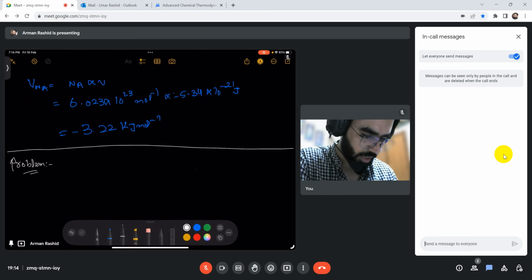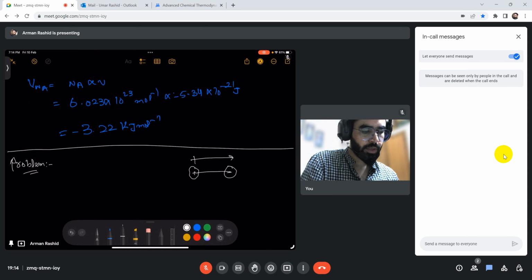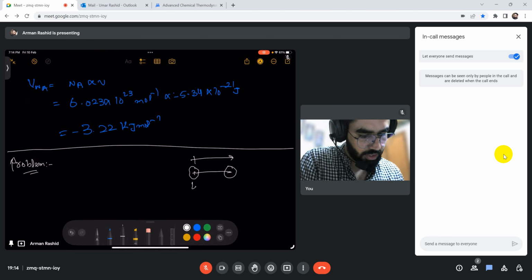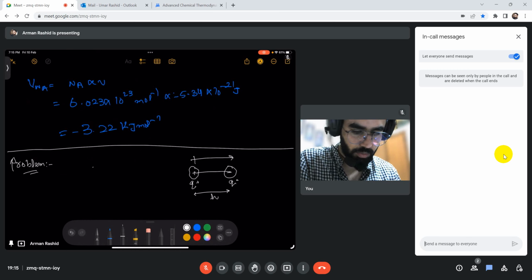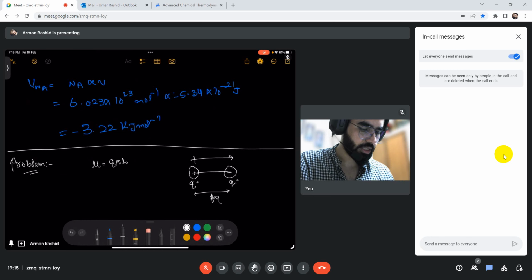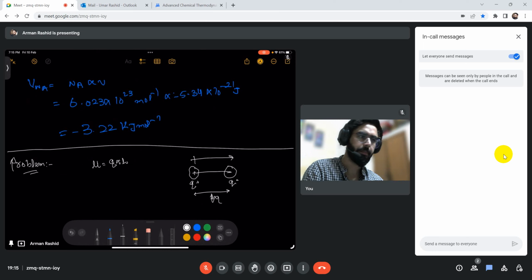if I have a positive charge and a negative charge, and they are connected, this is a dipole. The charge on this is Q plus, on this is Q minus, and the distance between them is H. So the dipole moment will be given by Q into H. This dipole moment is directed from the positive to the negative charge.